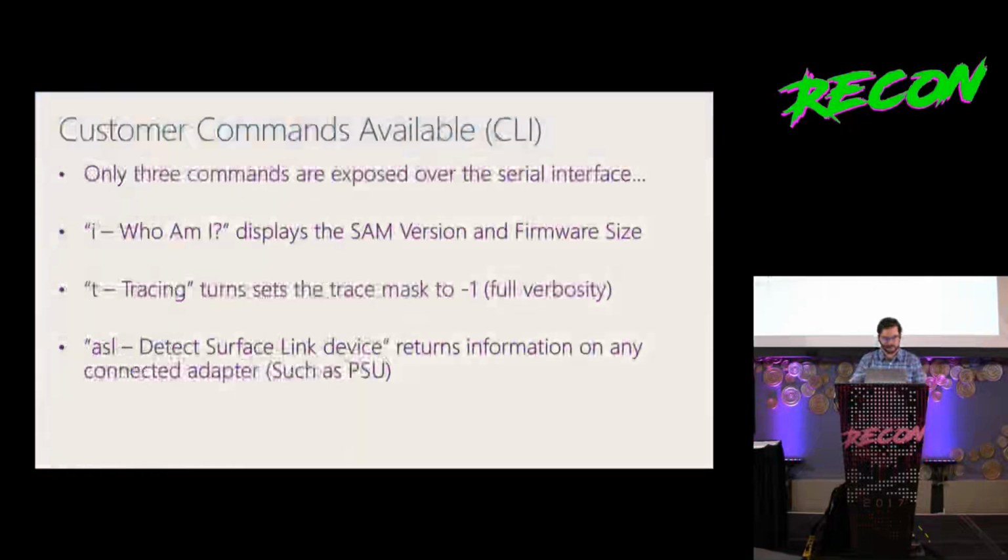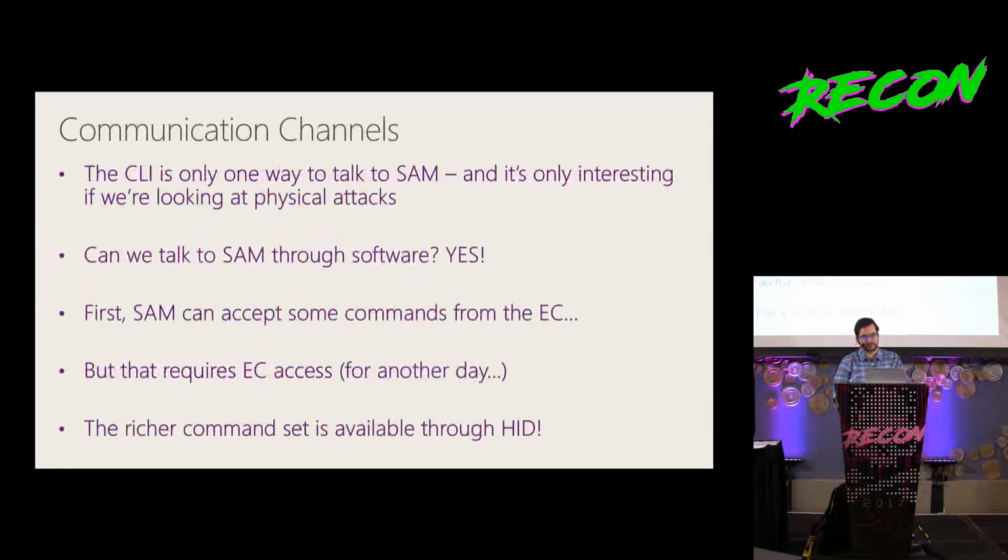SAM that way. Now, unfortunately, if you're in customer mode, you only get three commands. I, which is who am I, and it just tells you this is SAM, gives you the SAM version. T, which lets you turn on full tracing or disable tracing. And ASL, which is detect surface link device. This basically tells you what you plug in on a surface link port. So if you have a PSU, it'll tell you what kind of power charger is plugged in. If you have other things, it'll tell you what it detected connected on the side of the device. So nothing super interesting unless you go in manufacturing mode.